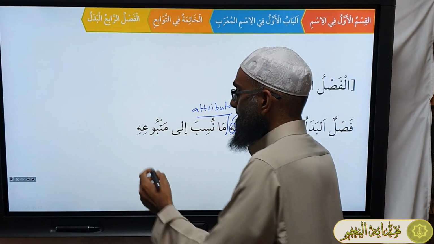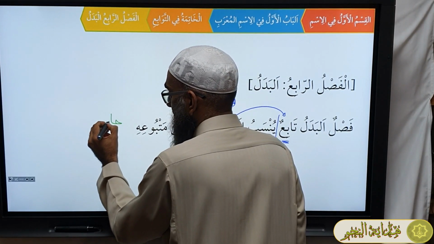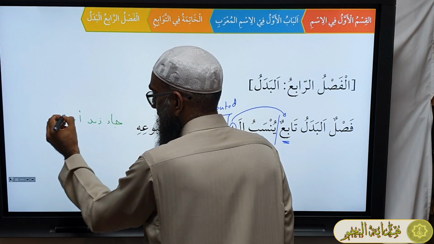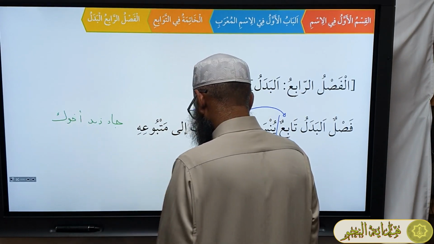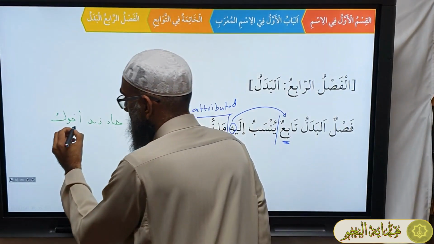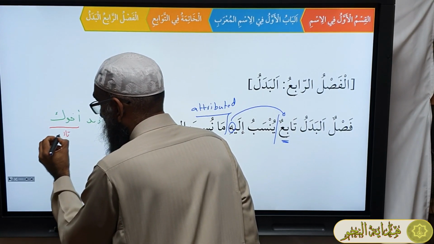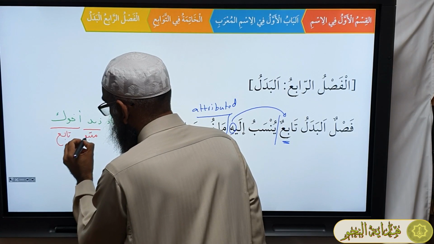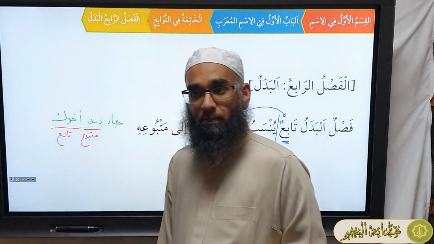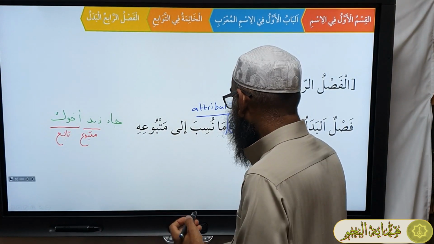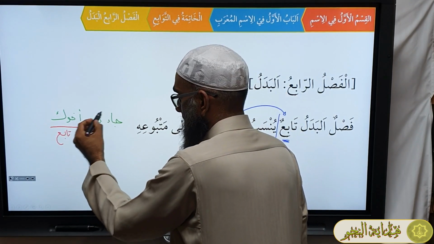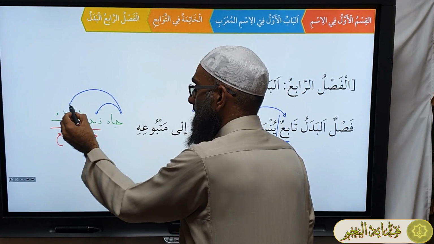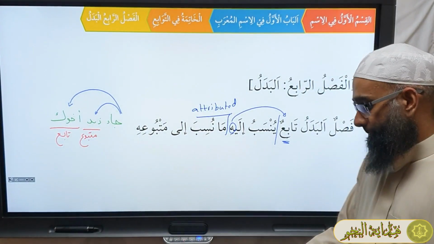What does that mean? I have ja'a zaydun akhuka, for example. Okay? So in this, what's the tabi'? The second word. This is the tabi', the follower. And this is the matbu', the thing being followed. Yes? Now we're saying here, what is attributed to the matbu'? So ja'a is attributed to Zayd. Is also attributed to the what? Tabi'. This is called a badal.